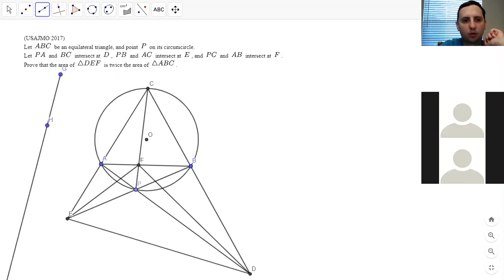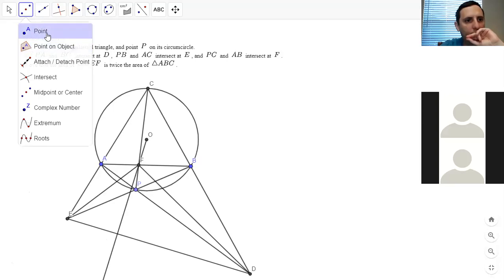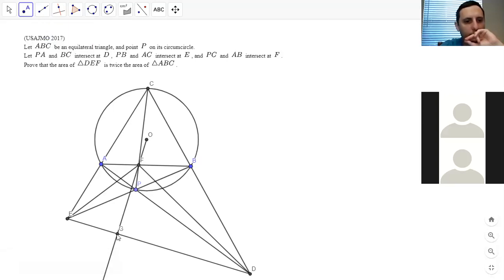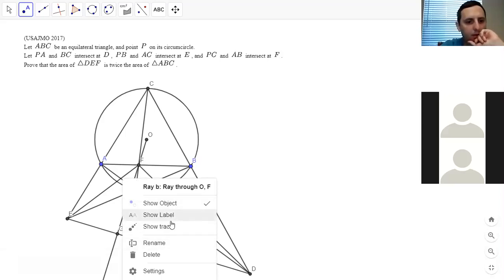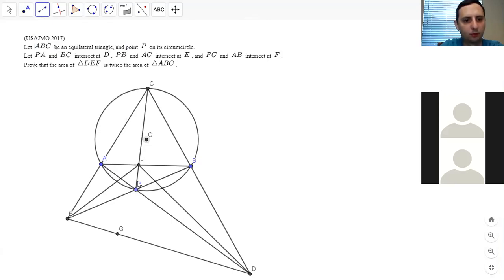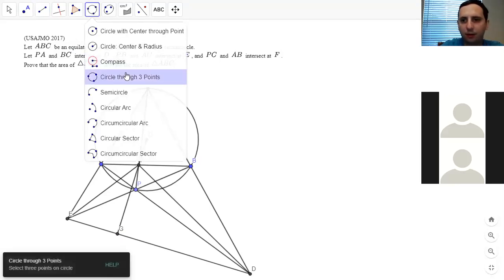But also I think that that intersection point is the Miquel point of ABCP. But I'm not sure how to prove it. That would mean we'd have a couple of cyclic quadrilaterals. So OF is perpendicular to DE. And I think it is well known. I feel like I've seen it so many times.